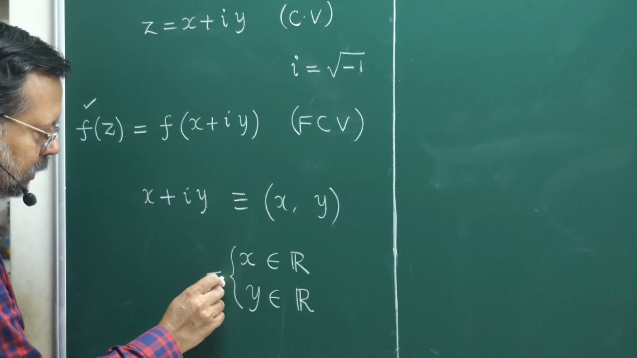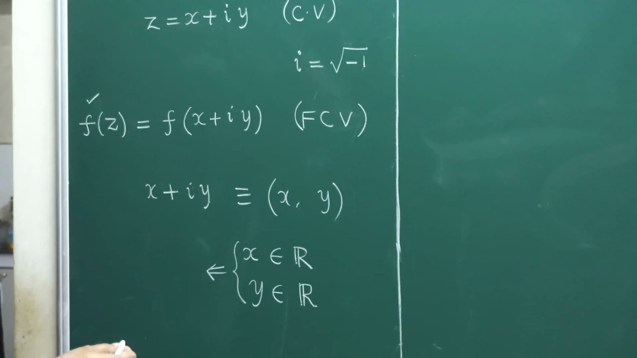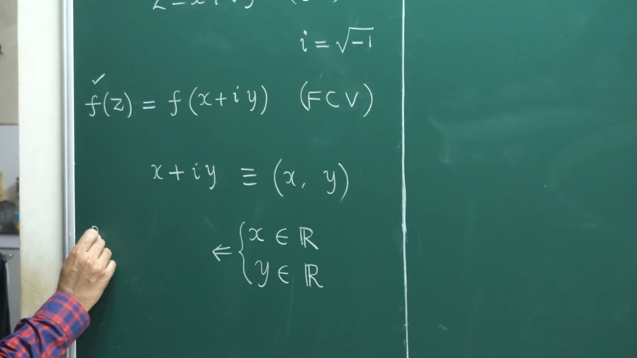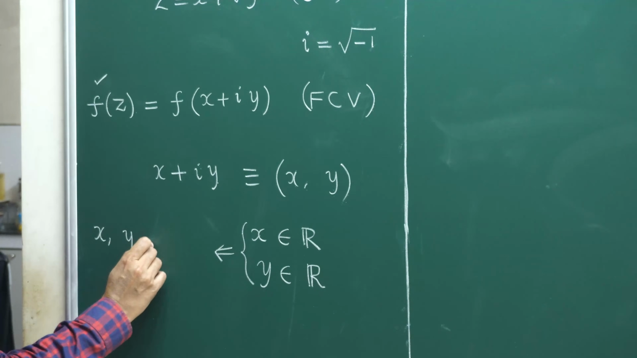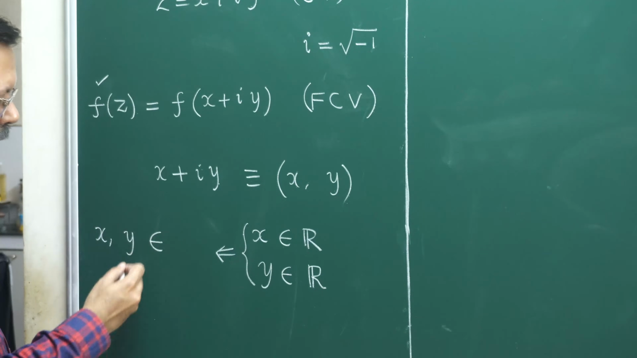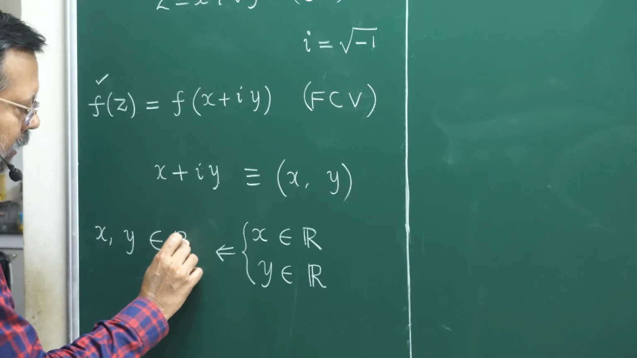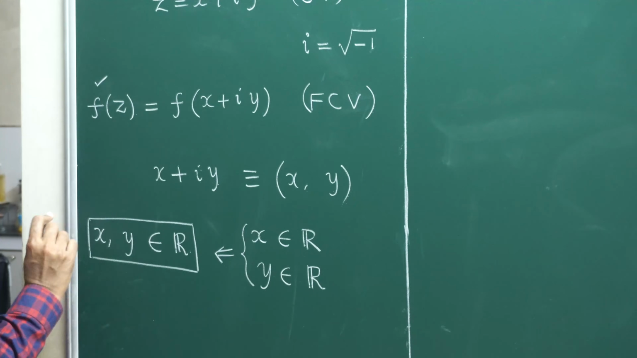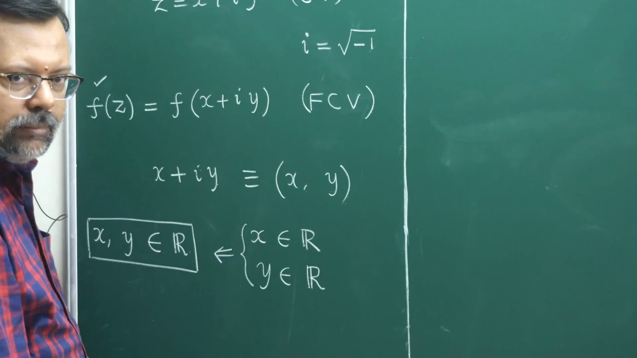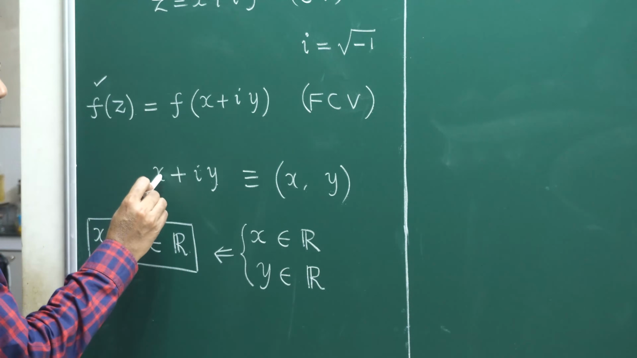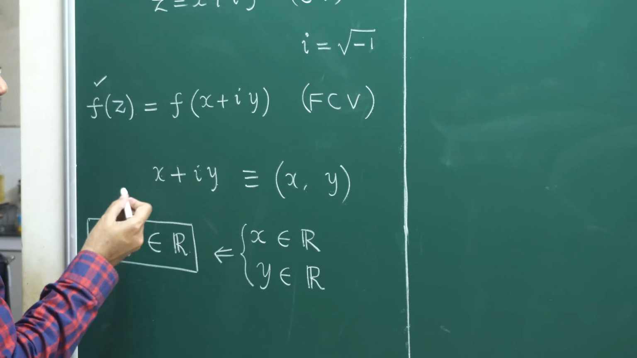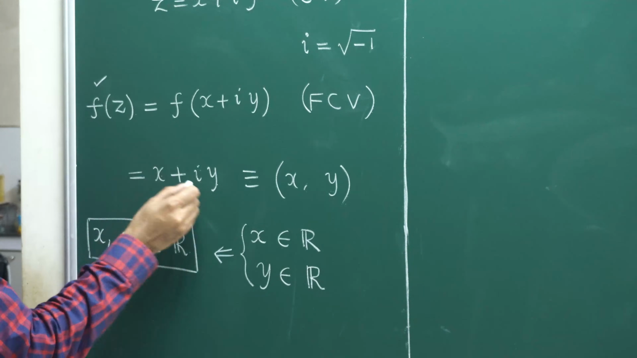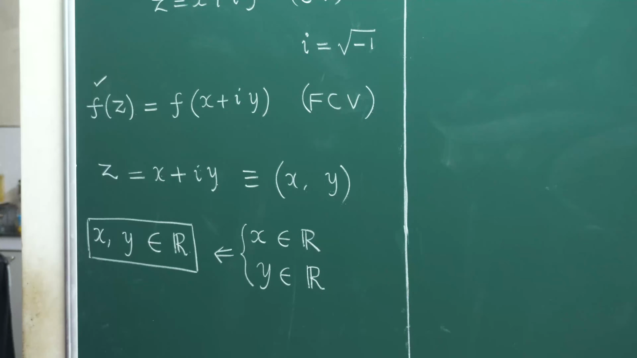So rather than writing two separate lines, you write it in a single line saying like this: x comma y, both of them belong to, or we say they are taken from the set of real numbers. So this is what we mean to say that x comma y are real numbers. So the moment you add it like this, x plus iy, then after the addition this becomes a complex number.